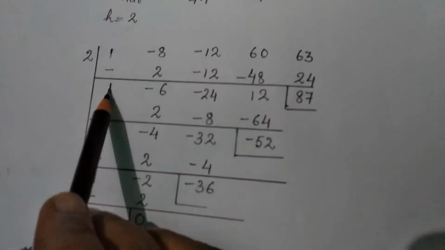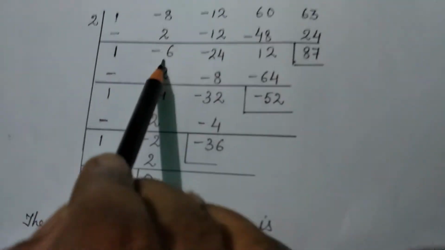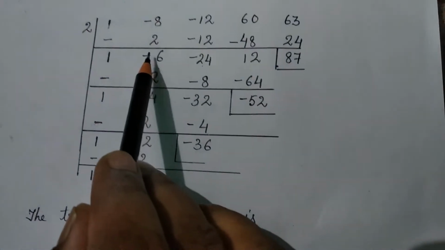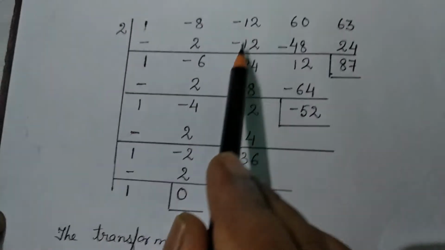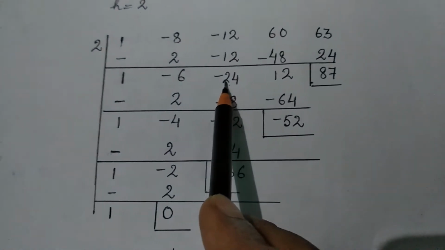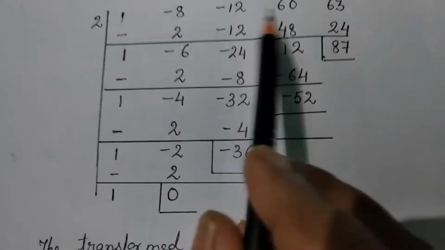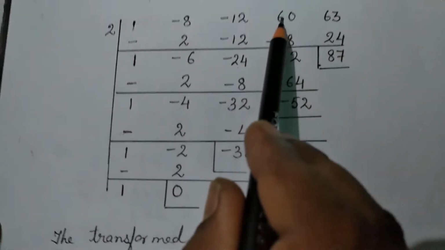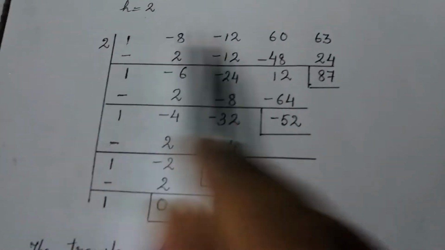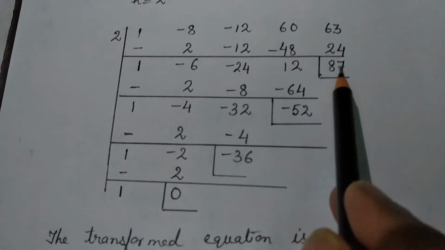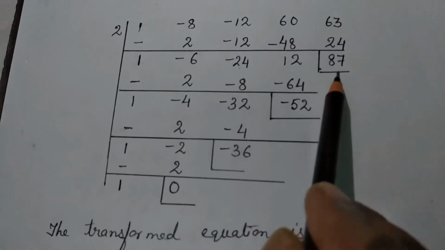1 will remain as it is. 1 into 2 is 2 and on adding these two we'll get minus 6. Minus 6 into 2 will be minus 12. Minus 12 minus 12 is minus 24. Minus 24 into 2 will give minus 48. And on adding these two we'll get 12. 12 into 2 is 24 and on adding these two we'll get 87.